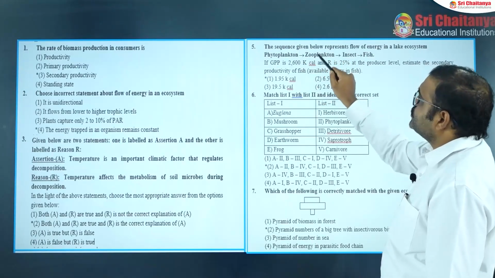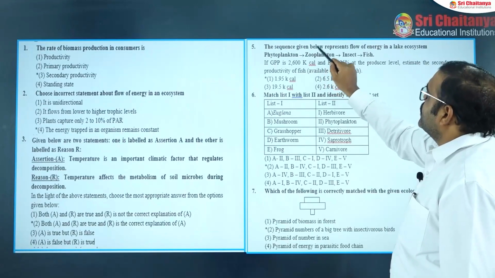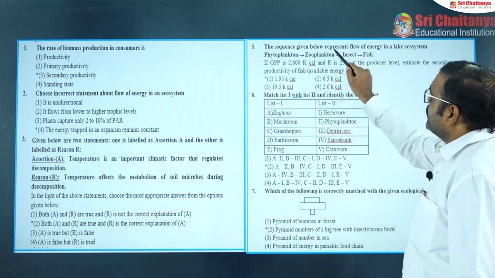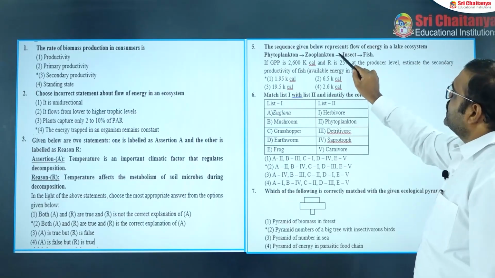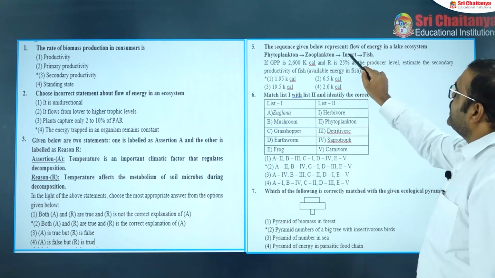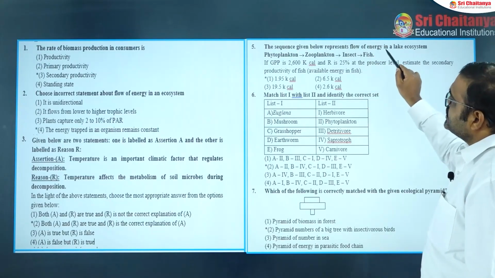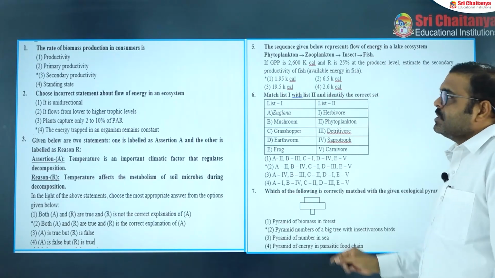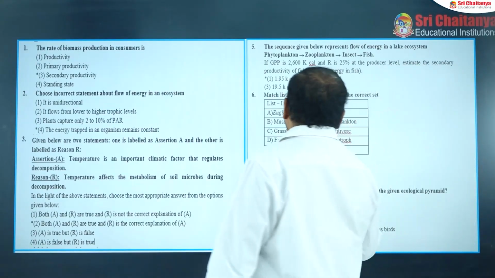phytoplankton for the zooplankton. So zooplankton take 1950, but zooplankton gives energy for the insects, that is 195. Then insects will take 195, insects will pass on 19.5 and fish will take 19.5. The fish availability is 1.95. This is the answer.